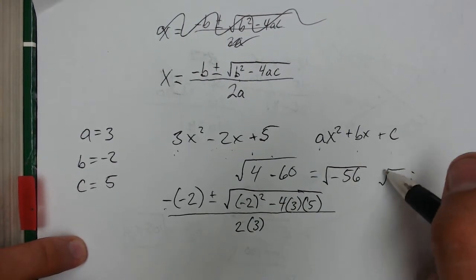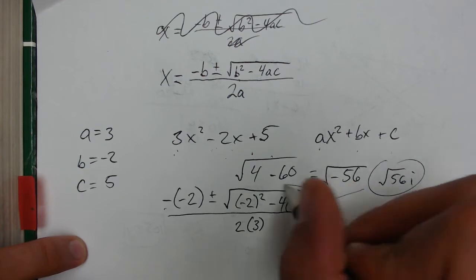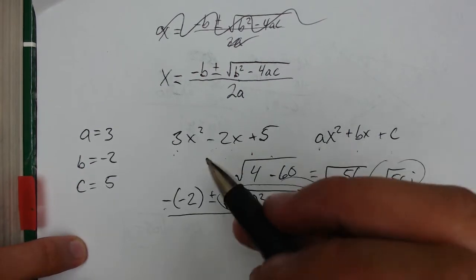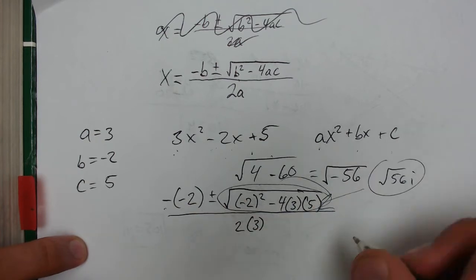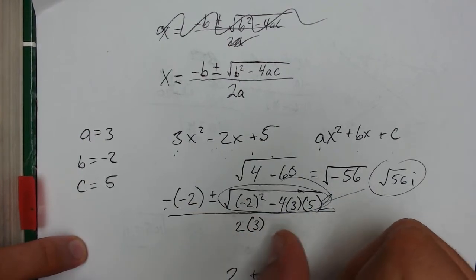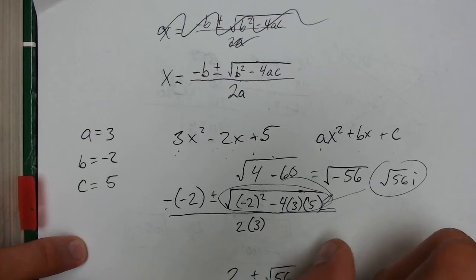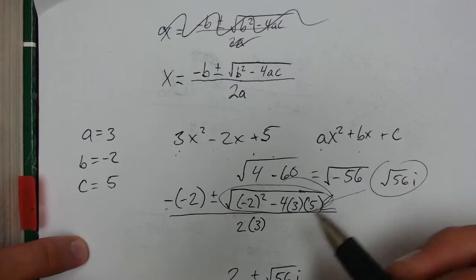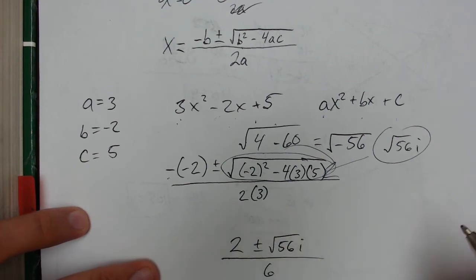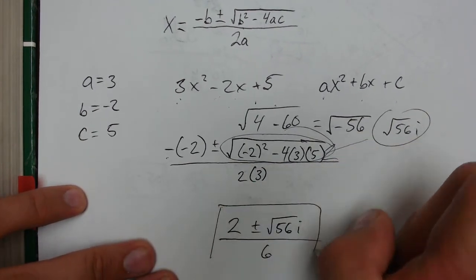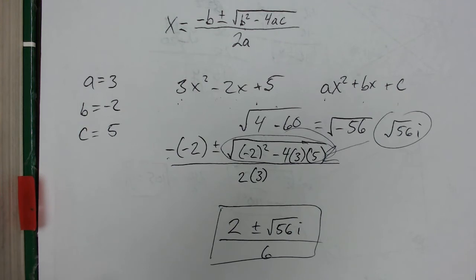Okay, so all this is just going to replace all of that. And then in the numerator, we still have -(-2). That's just going to become +2. So right now in the numerator, we have 2 plus or minus square root of 56 i all over 2a, which is 2 times 3, or 6. And that is our answer. That's how quadratic formula works. Just take the information, plug it in, simplify. Really easy.